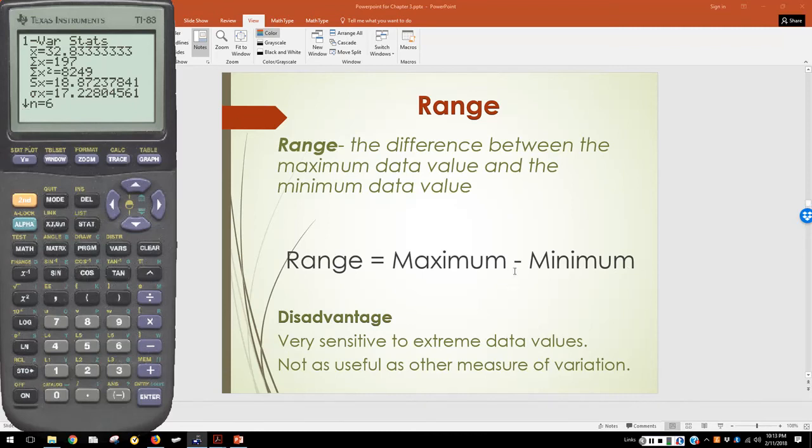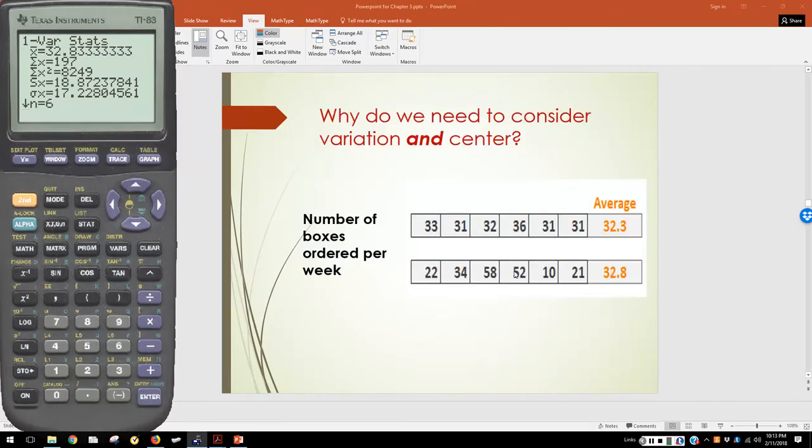If we move back to our managers buying bacon, we notice here that the range for manager B is 58 minus 10, which is 48 boxes, whereas the range for manager A is 36 minus 31, which is only 5 boxes. So again, much less variability, but again, we only look at the 58 and the 10 and the 36 and the 31. You really can't tell much about what else is going on if we only use the range.